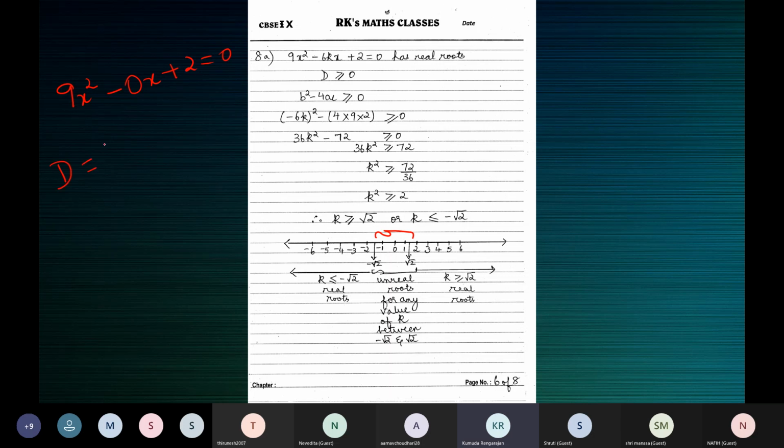b square is 0, minus 4ac, 4 into a into c. So d is equal to minus 72. See here, the discriminant is negative. Unreal roots.